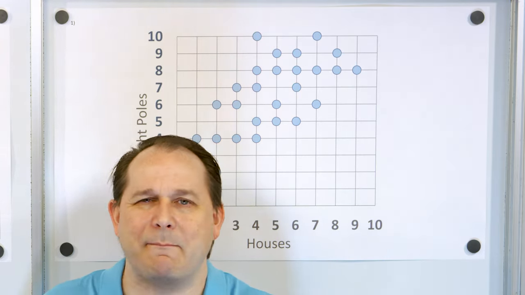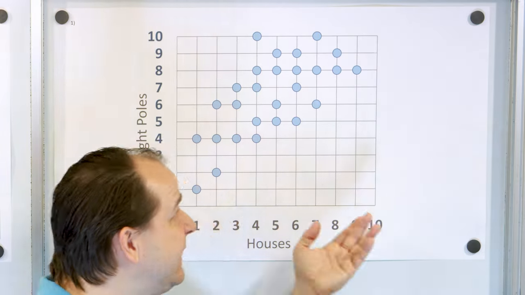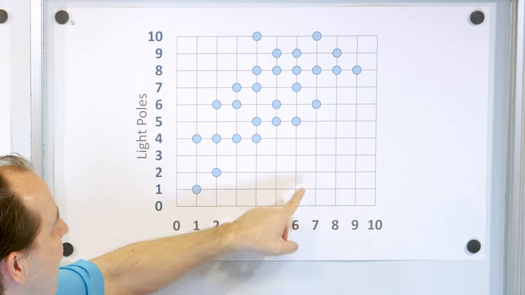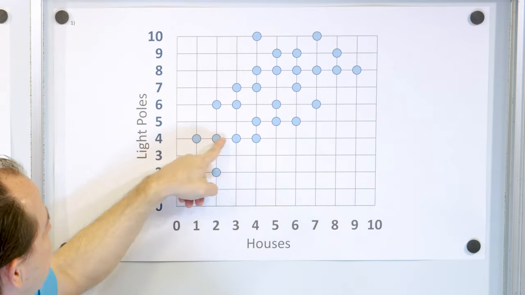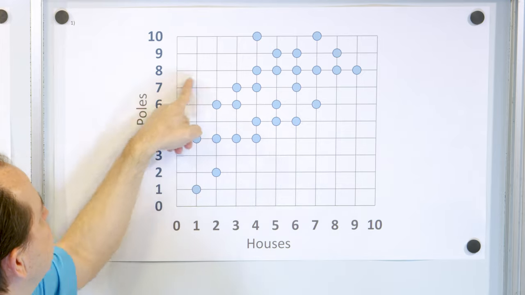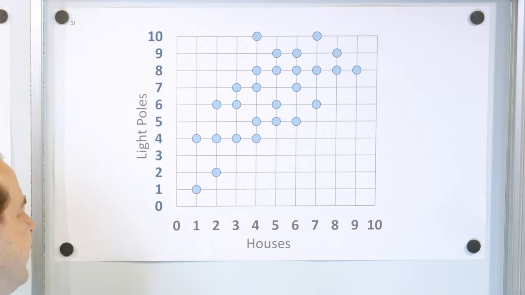Okay, so there's some variability because these are built over years and years and years. I mean, it's not like a math equation. They just kind of guess how many they'll need. And you can see that the situations are different. When we had four houses on the block, there were all of these situations: four lights, five lights, seven lights, even up here, somebody installed 10 lights for only four houses.